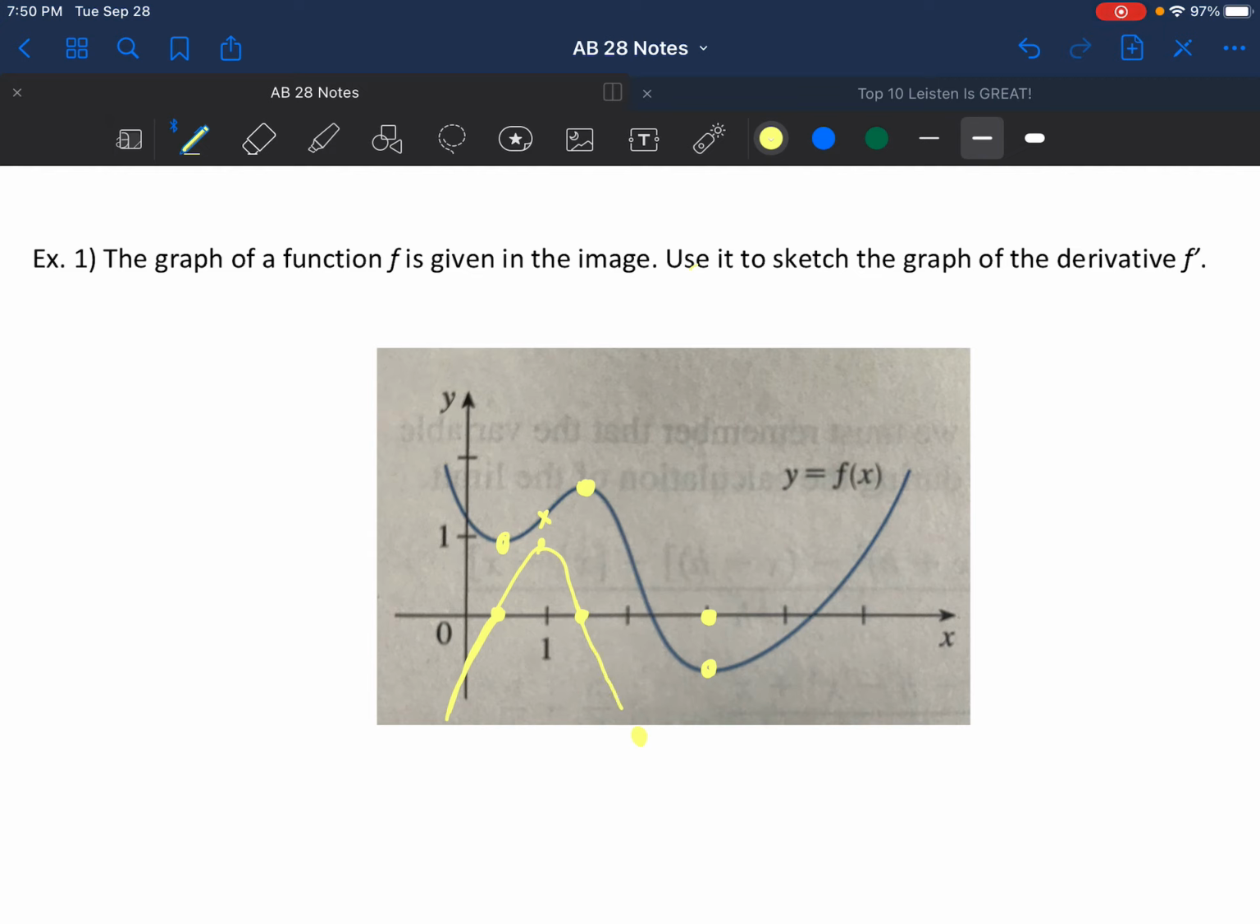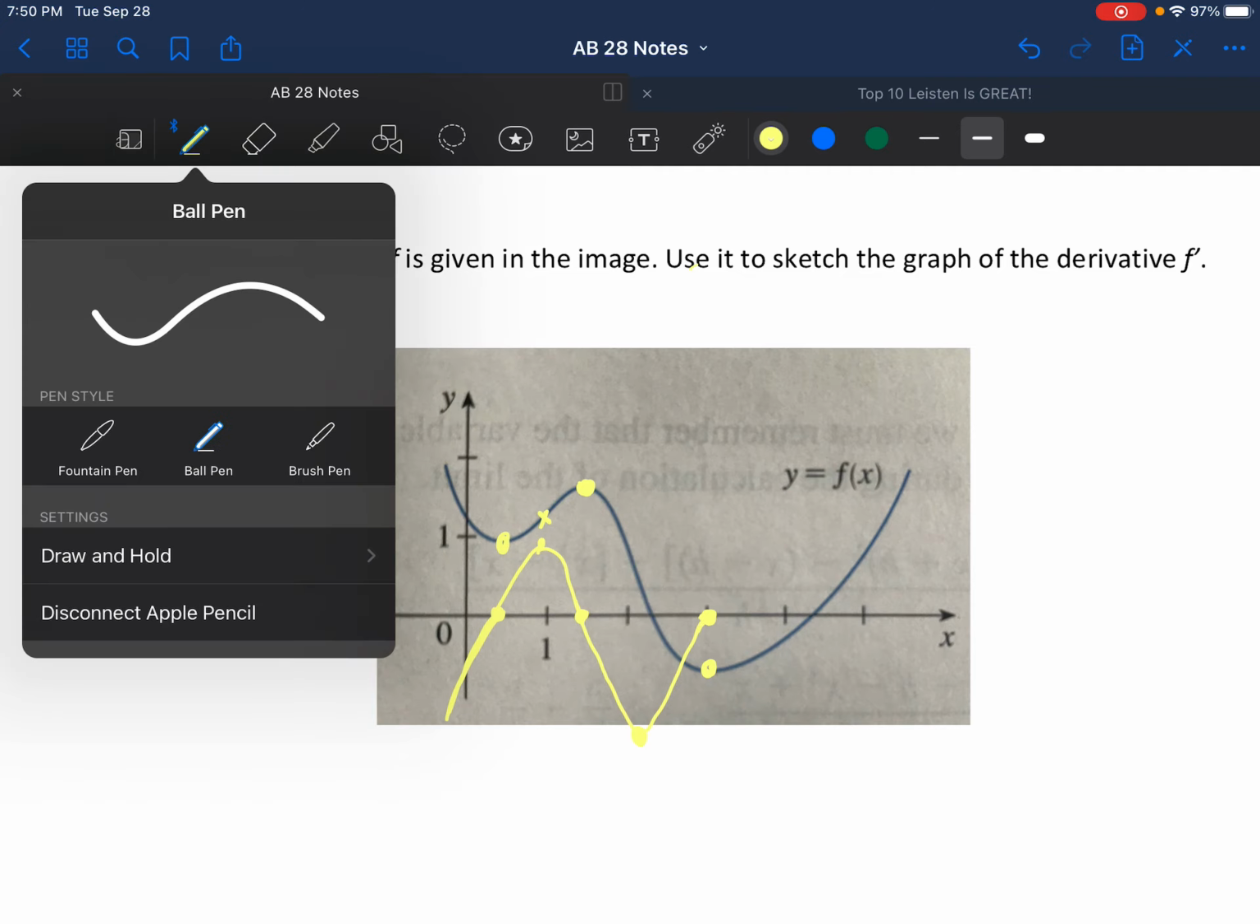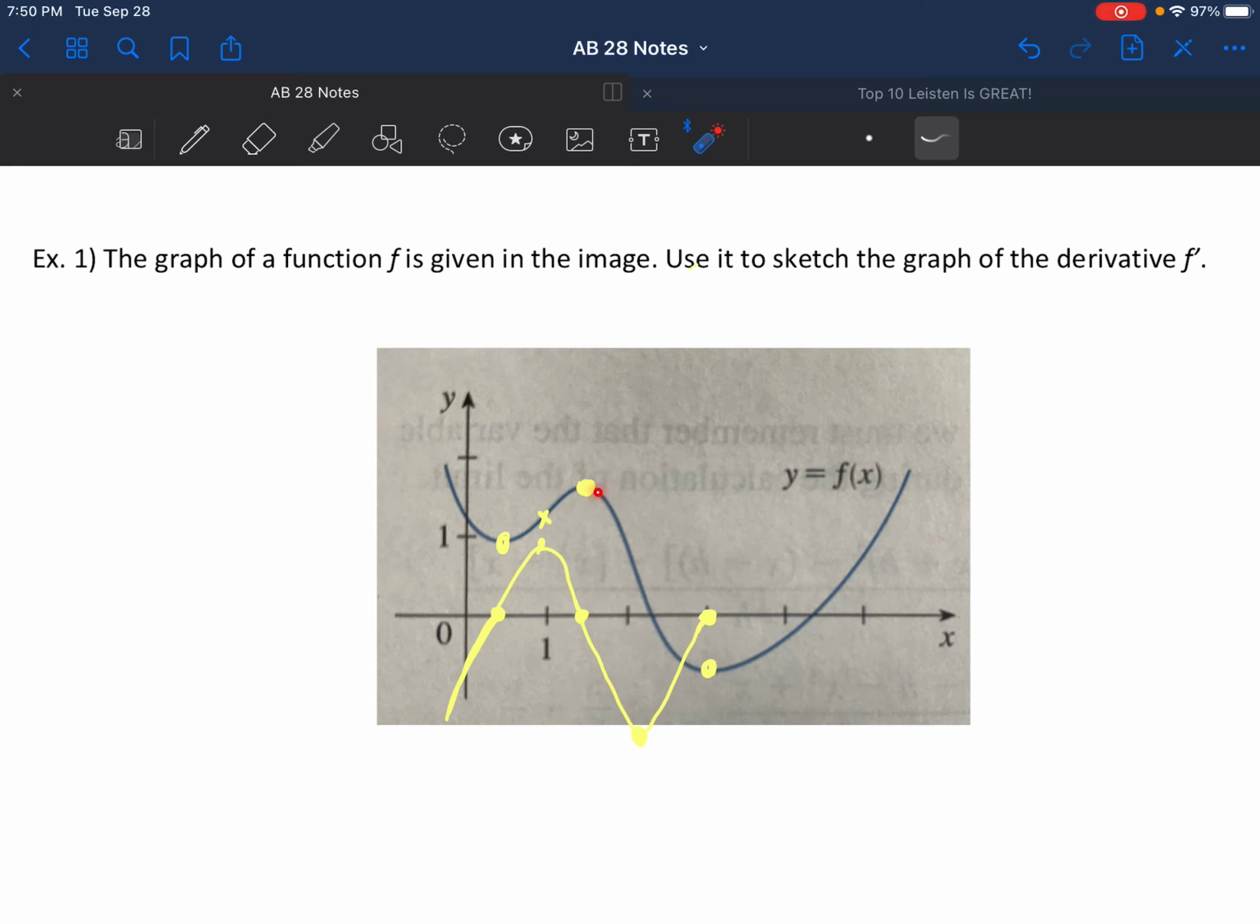Slight negative, greater negative. The negative reaches the maximum decreasing rate, and then it increases, still negative, back to that 0. So we've got a 0 horizontal slope, slight negative, steeper negative, but then it's going to be less negative until we get back to the 0.